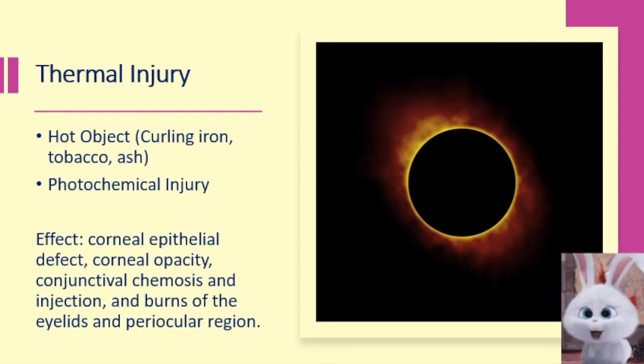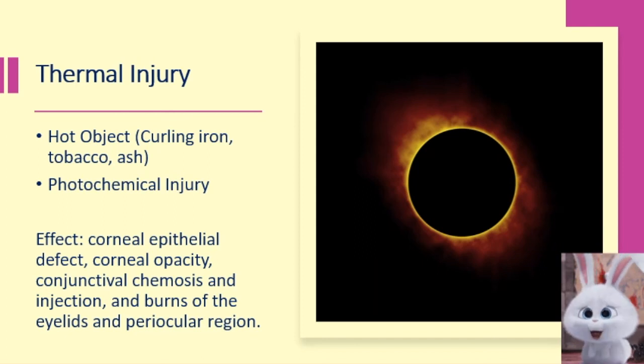Then you have your thermal injury. Thermal, as the term implies, hot. Okay, hot object. Maybe your curling iron, your tobacco, your ash. Okay, especially if you have volcanic eruptions. Then you have your photochemical injury. Plus, for your photochemical injury that is related to ultraviolet radiation or infrared exposure, it could be exposure to the reflections of snow, sun gazing, viewing of an eclipse without your protection or your filters. So what's the effect?